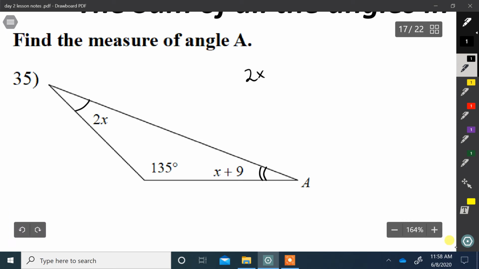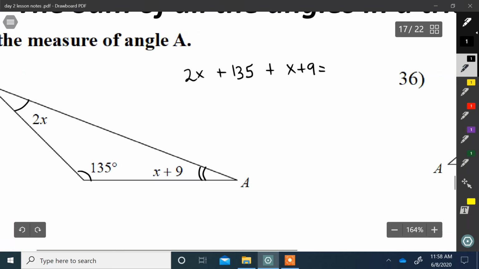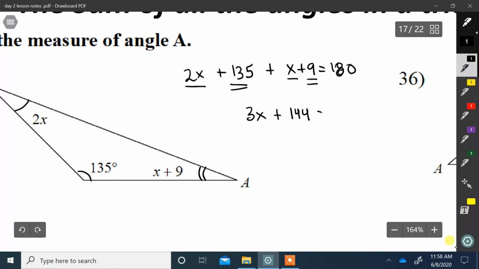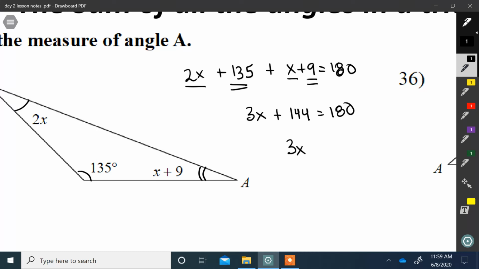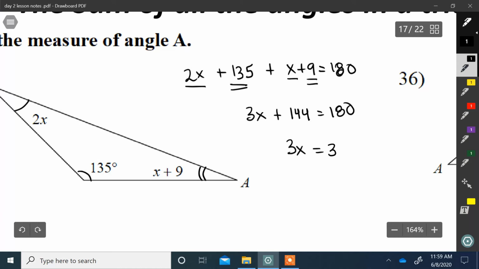2x plus 135 plus x plus 9 is equal to 180. Okay, so 2x plus x there is 3x. We have 135 plus 9, it's going to be 144. Subtract 144 from both sides. We get 36. X is equal to 12.